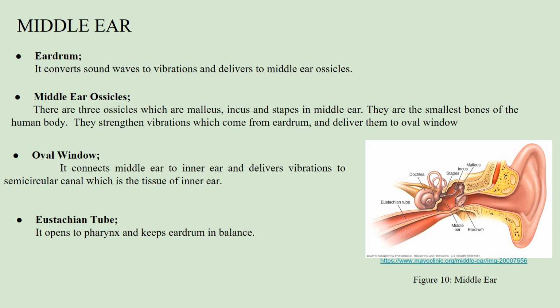Oval window is found between the inner ear and middle ear. It takes strengthened vibrations from the stapes and delivers them to the inner ear. Eustachian tube opens to the pharynx and provides pressure balance for the eardrum.